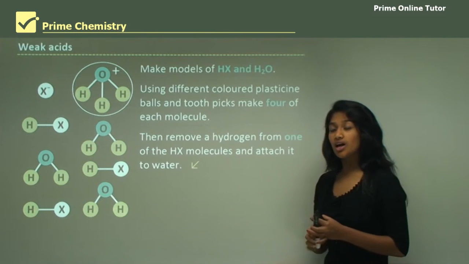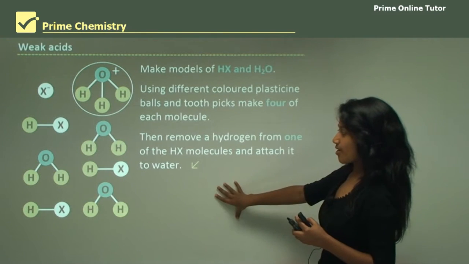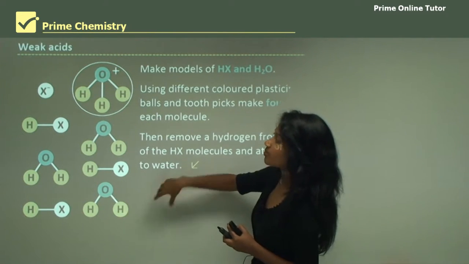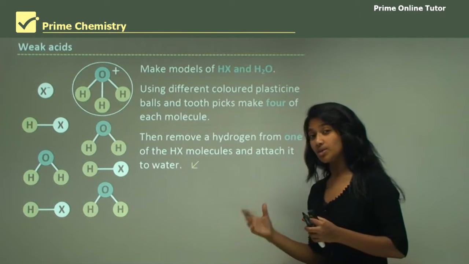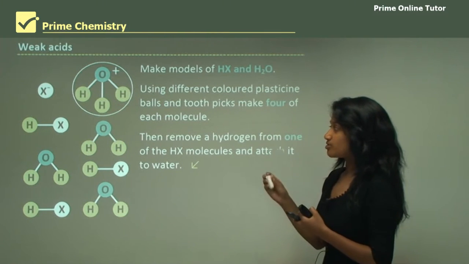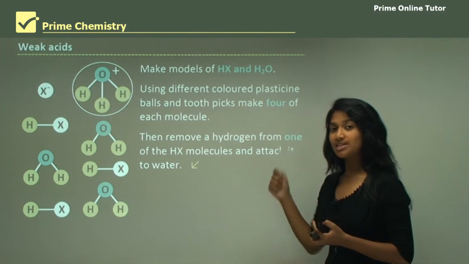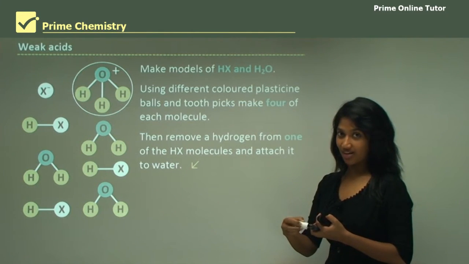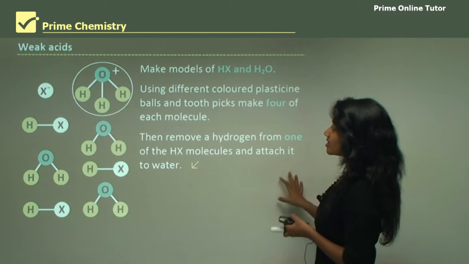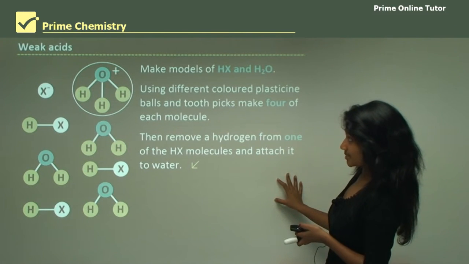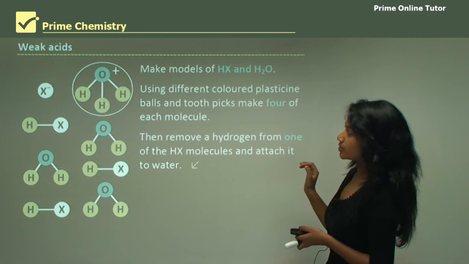So this was when we looked at the experiment, and we looked at how you would model a strong and a weak acid. We used plasticine balls and toothpicks, and we removed toothpicks and also put them back together to model the weak acid. Now let's move on to some questions.